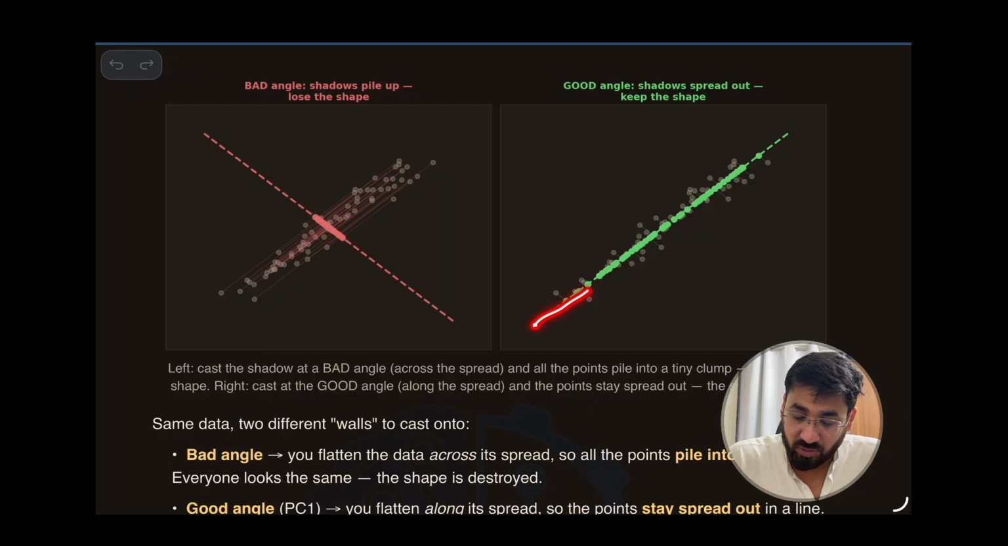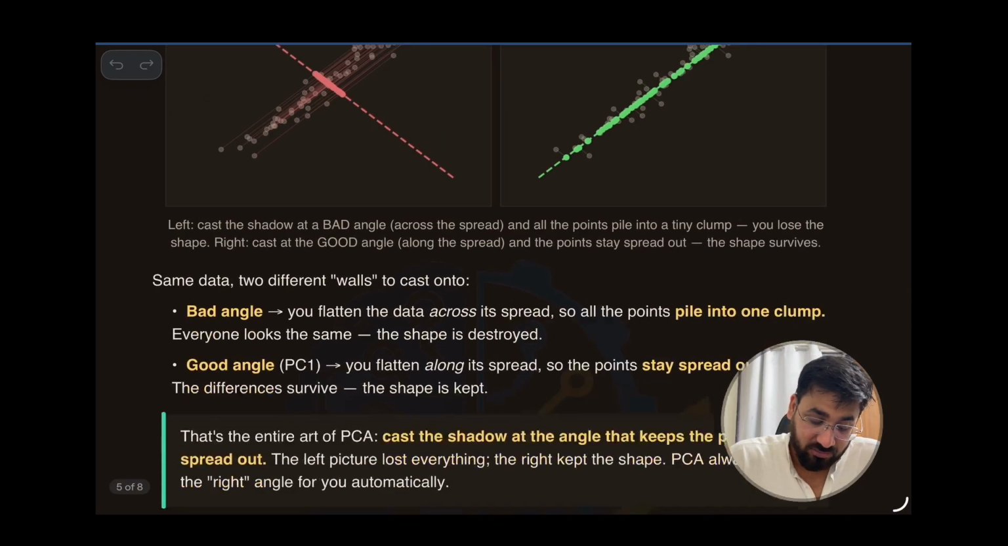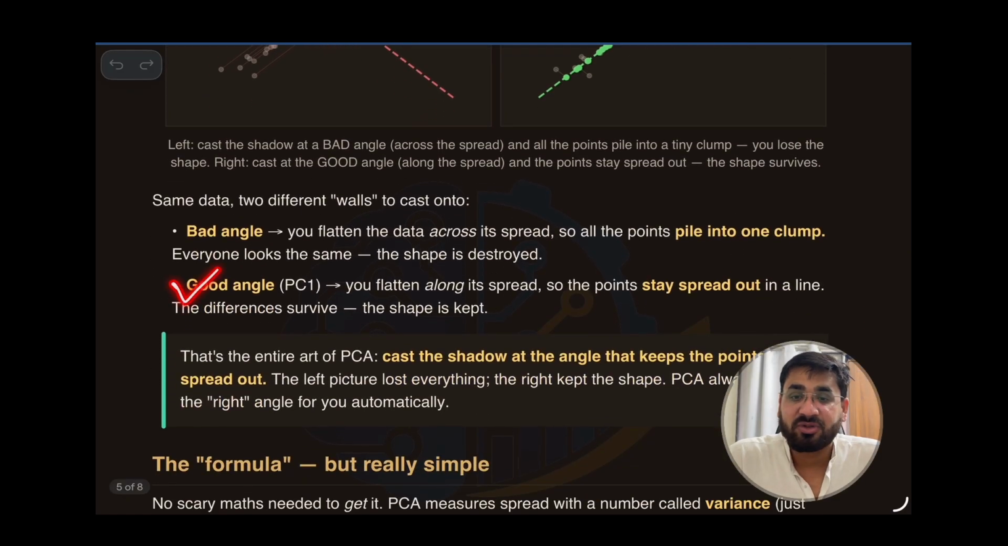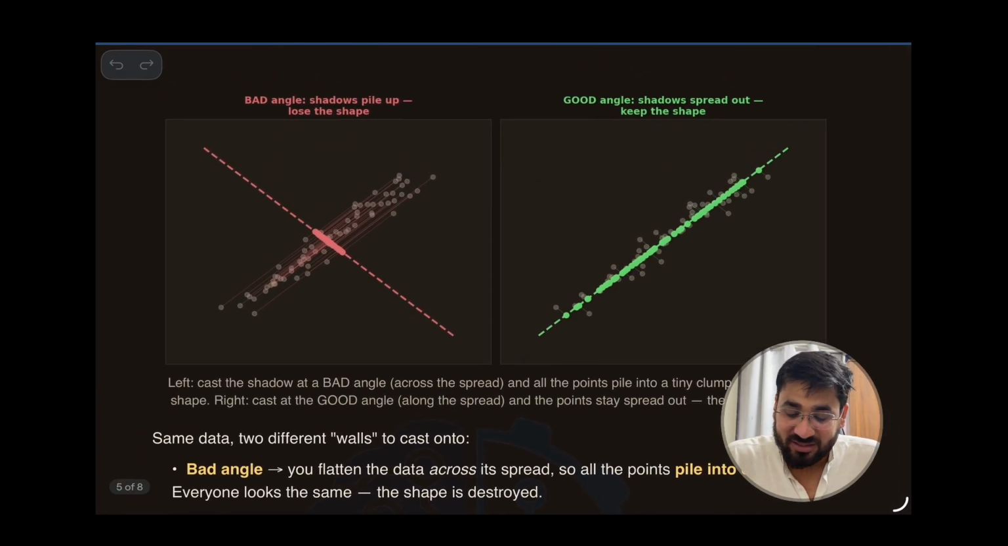But if I draw this green line diagonally, I will get more than 90% of the information about all these data points. So this is the bad angle, this is the good angle. You got the point? In a good angle we can also get another piece of information by drawing a right angle and getting the straight line, that will be PC2, principal component 2.